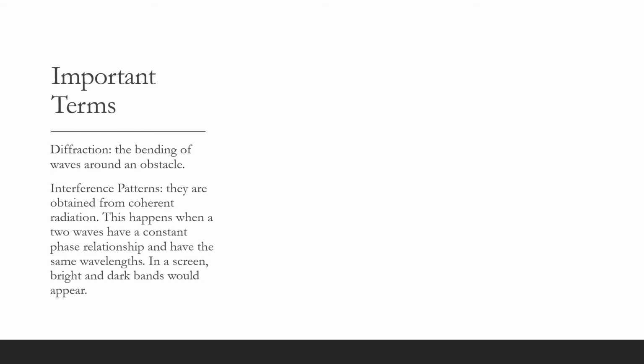We have interference patterns, and they are obtained from coherent radiation. This happens when two waves have a constant phase relationship and the same wavelengths. On a screen, bright and dark bands will appear. Specifically when we're talking about screens, a small distortion is going to be generated there.